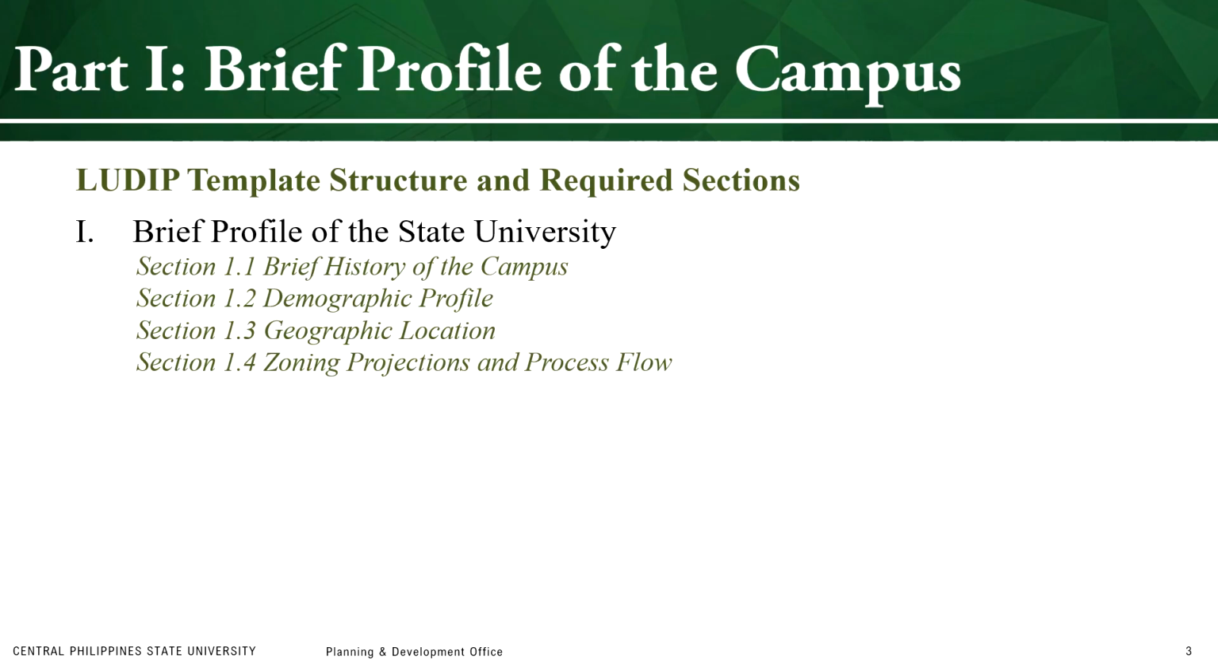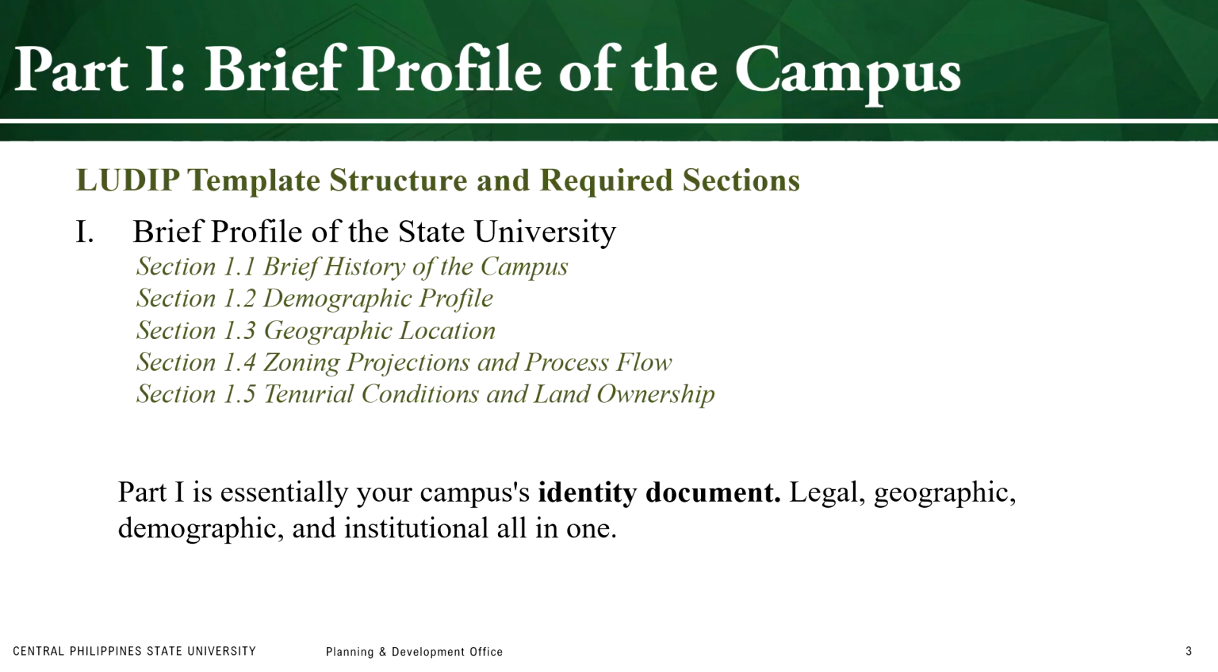Section 1.4, Zoning Projections and Process Flow. This section outlines the zoning framework that guides campus land use management. It includes zoning projections and a step-by-step description of the zoning approval and revision process. Section 1.5, Tenurial Conditions and Land Ownership. This section establishes the legal foundations for the campus's control and use of its land, covering physical and locational characteristics, land area and boundaries, tenurial documents, and GIS maps of all land parcels. Part 1 is essentially your campus's identity document, legal, geographic, demographic, and institutional all in one.